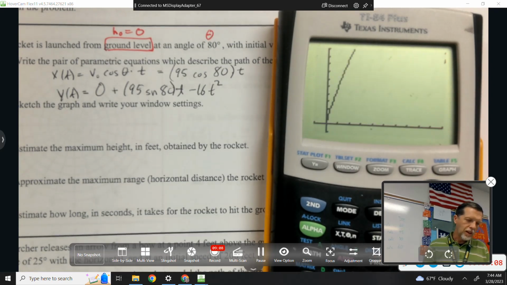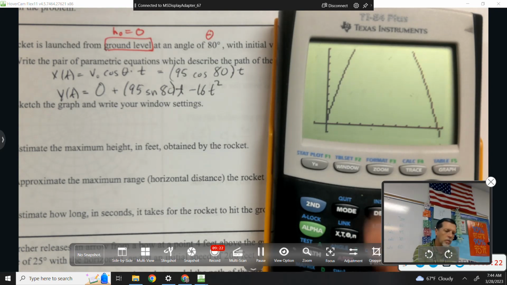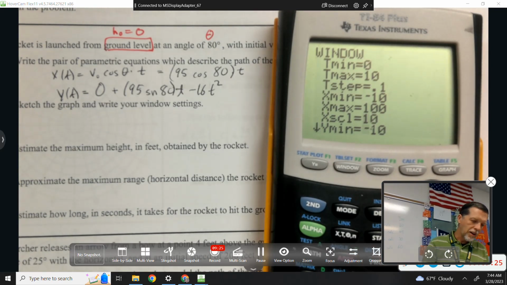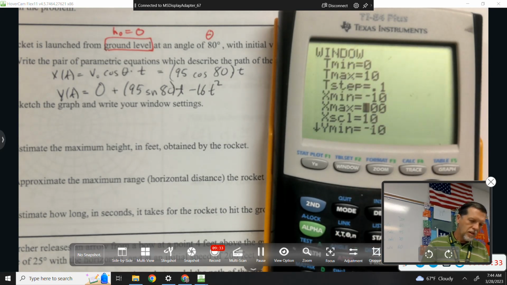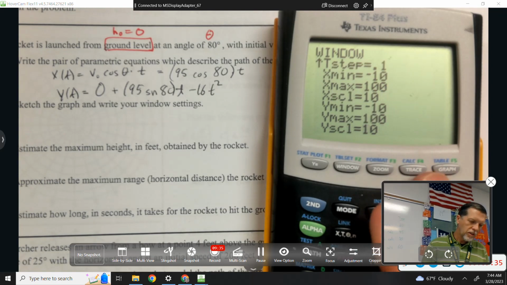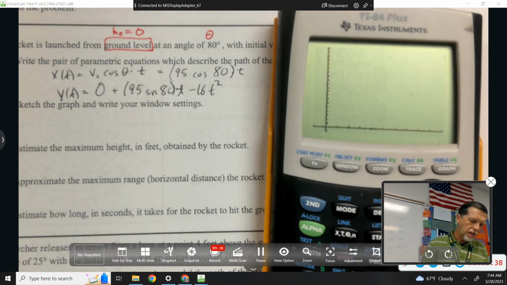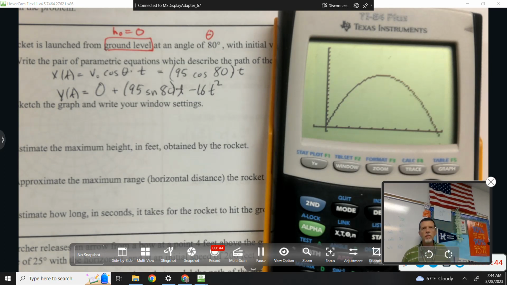Let's see what that looks like. Okay, that's not bad. What do I need to change to see the top of my projectile motion here? I need to change my Y max. I need to go a little bit higher. So 100 wasn't enough. 150 might be enough. Maybe 200 if you want to be sure. Let's see how that works. There we go. I went 200. 150 might have been okay, but 200 definitely worked.